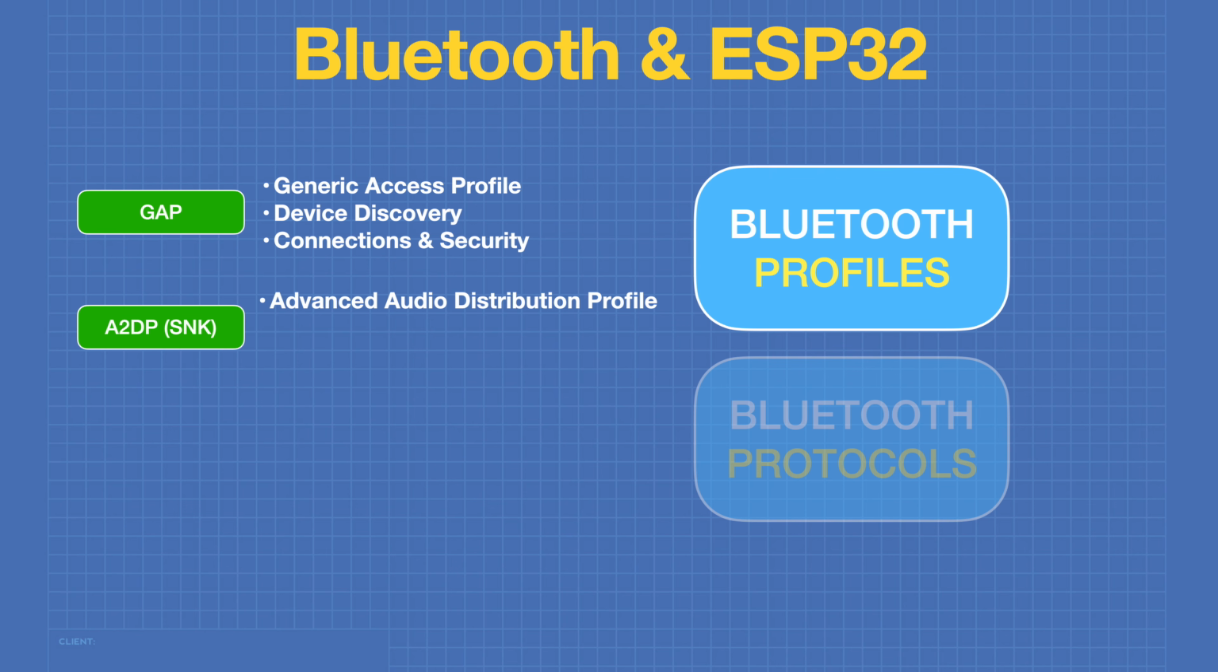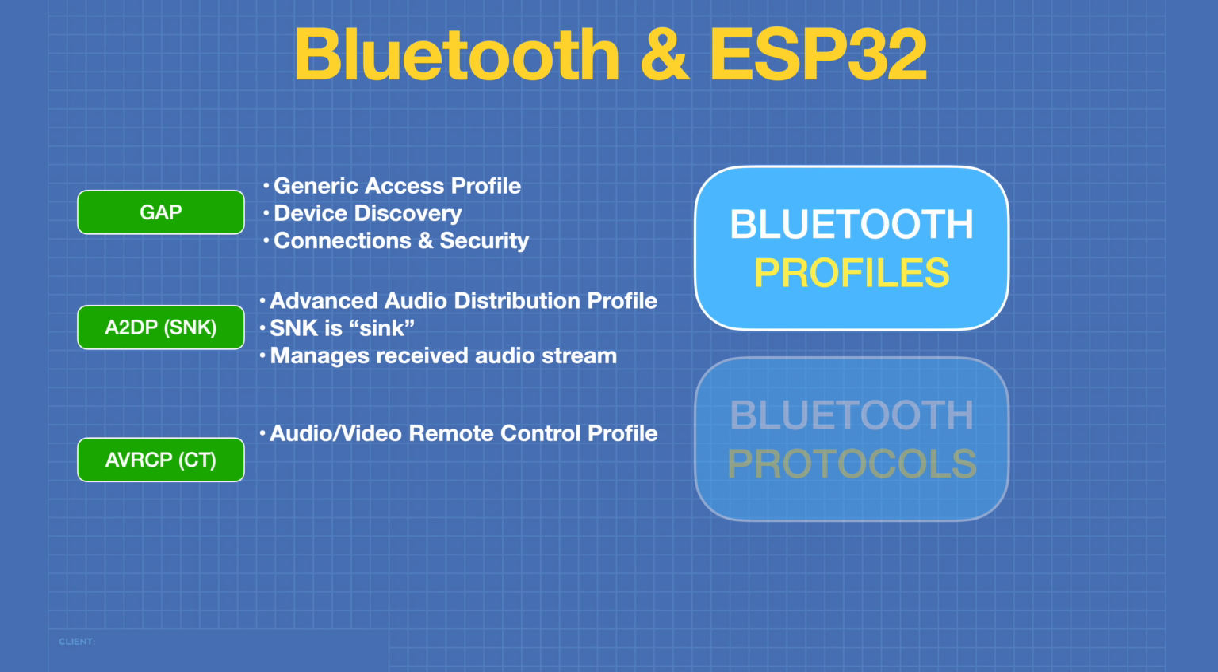A2DP is the Advanced Audio Distribution Profile. The term SNK is often included with this, and this means sink, a device that receives audio. A2DP manages the received audio stream. AVRCP is the Audio-Video Remote Control Profile. The CT included in the designation indicates it's used by a controller. This is used for sending commands such as play, pause, stop, volume control, etc.